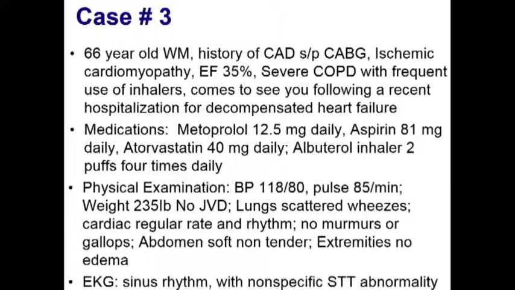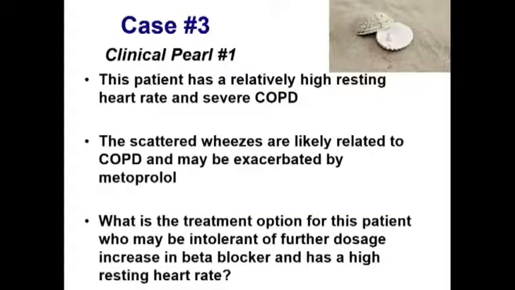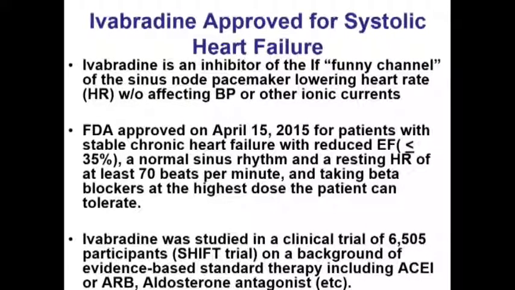So here's a patient with severe COPD, only able to tolerate low-dose metoprolol because when you've gone up on the beta blocker, they've had an exacerbation of their COPD. And they have what looks like decompensated heart failure. So the heart rate is high, severe COPD, scattered wheezes. So what are you going to do for this patient? Okay, well, clearly you're going to get a BNP or a pro-terminal BNP to see if this is mostly COPD or a change in heart function compared to their baseline. But you have a patient that's intolerant of higher beta blocker dosage and still needs more therapy and has a heart rate that's probably too high for their cardiac output and the maximization of their cardiac output.